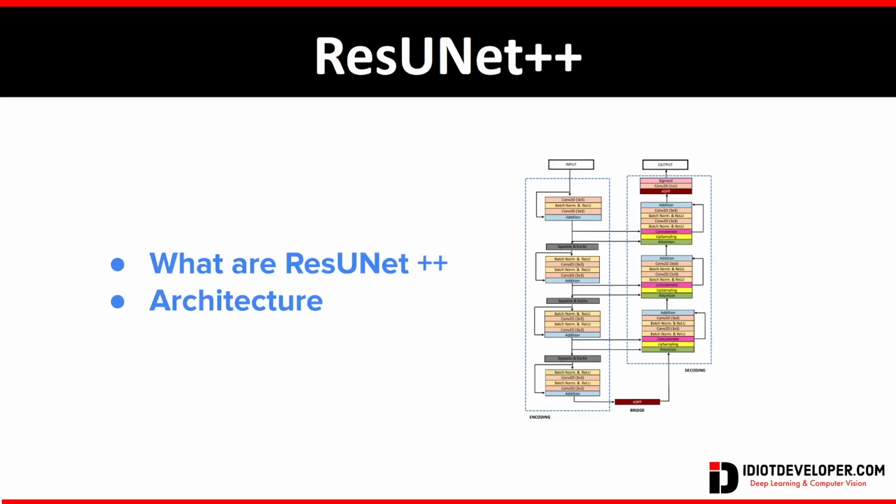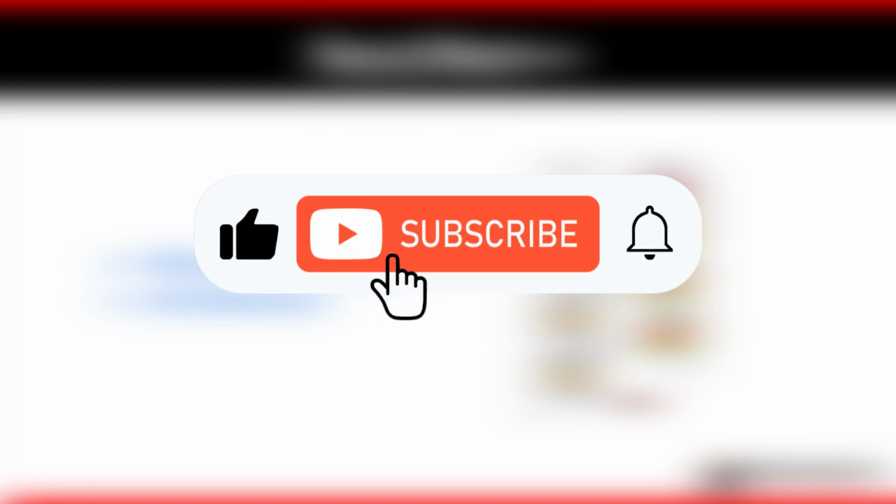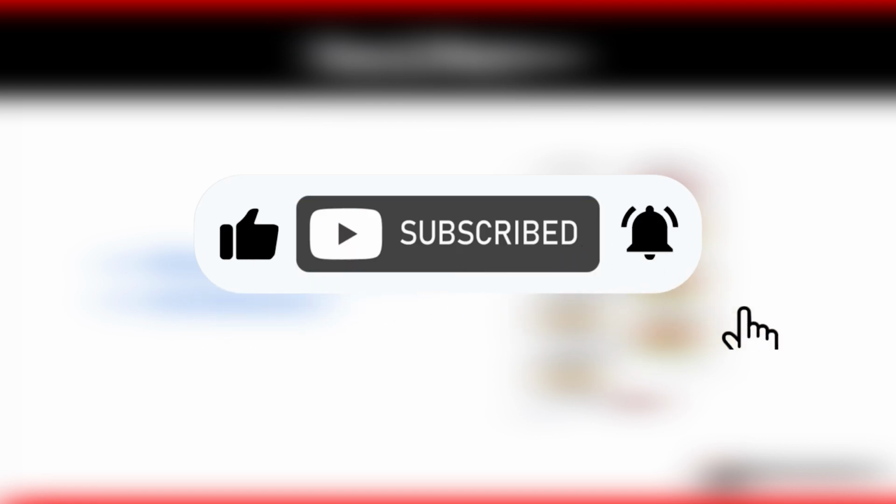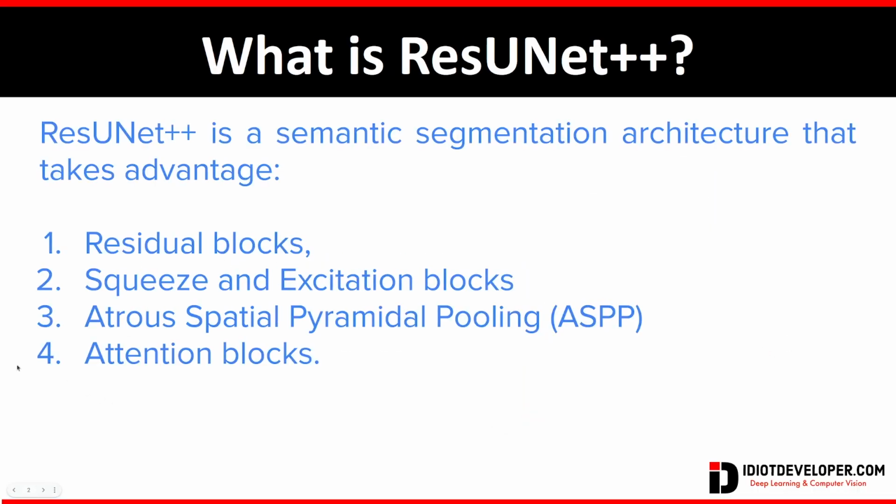In this video, we are going to study the ResUNet++ and then implement it in the TensorFlow framework. So let's get started. First of all, a simple introduction to the ResUNet++. It is a semantic segmentation architecture that takes advantage of the following blocks. First is the residual block. Second, squeeze and excitation block. Third, atrous spatial pyramid pooling. And the last one is attention block.